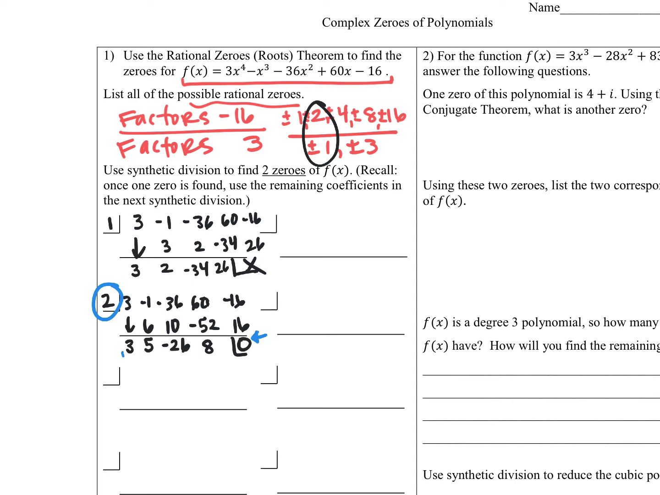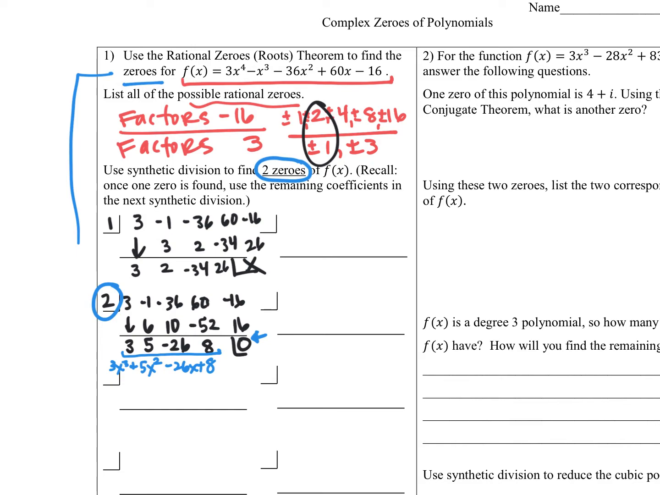Now the polynomial that's left over here has 4 terms, and I can write it out. This is our constant, then negative 26x, 5x squared, and then 3x to the third. When you have 4 terms, you can always try to factor by grouping, because again, our goal is to find all the zeros. There was a little hint in the directions for this part. It said to find 2 zeros.